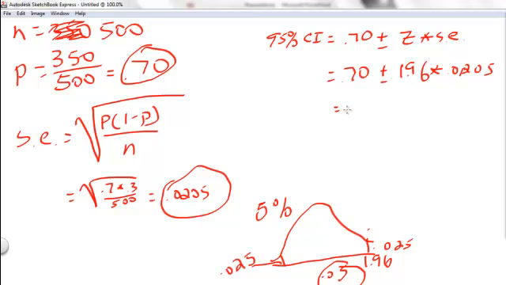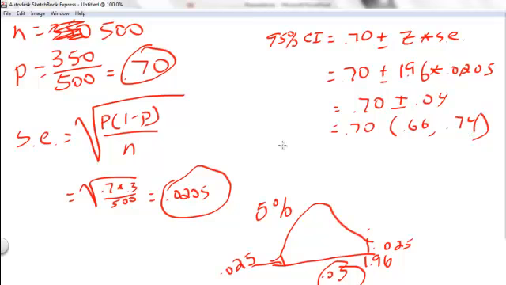And what we'll end up with is 0.7 plus or minus 0.04. So now we need to create the interval. 0.7 minus 0.04 is 0.66. 0.7 plus 0.04 is 0.74.